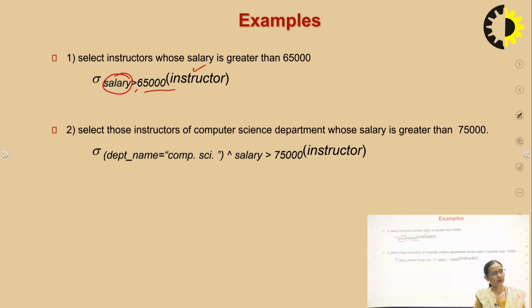Similarly, the second query states: select those instructors of the computer science department whose salary is greater than 75,000. So here two conditions are there. One, that the employee should belong to the computer science department, and the salary is greater than 75,000. It is similar to the previous example which I explained. So in this case, department name is equal to computer science, and, using the and condition, then salary greater than 75,000, and this is my relation.